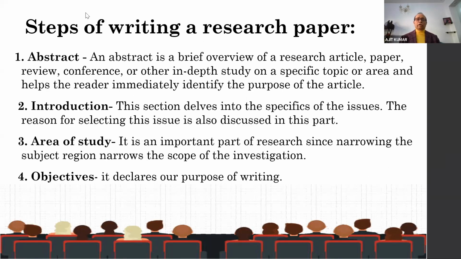Now, let us talk about writing a good research paper. What are the steps of writing a good research paper? The first thing is you should decide about the abstract. And as you know, all of you know that abstract is a brief overview of a research article or a review or a conference or your research topic.